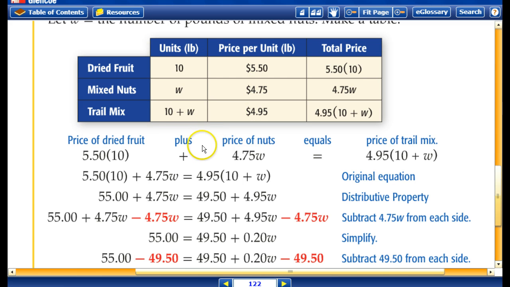A few things to note. Look at this column only. 10 plus W, 10 plus W. Now these add up. Just like here, these add up. Do these add up? No. So some things add up, some things don't. It's like one of these does not add up, and we'll talk about why that is as well.